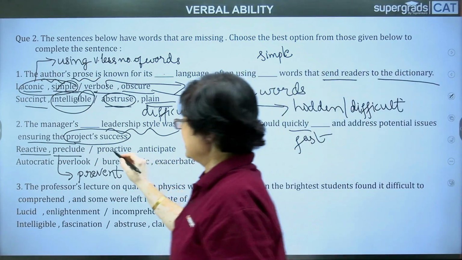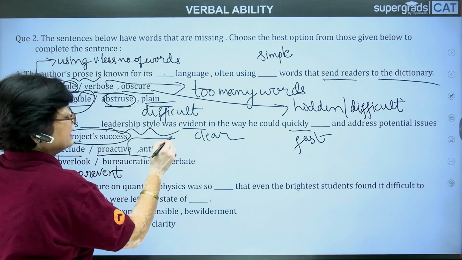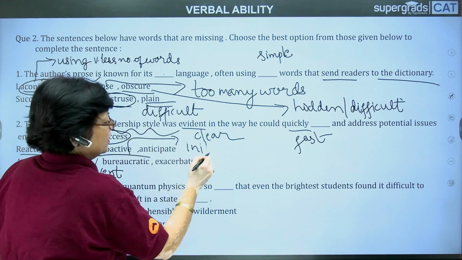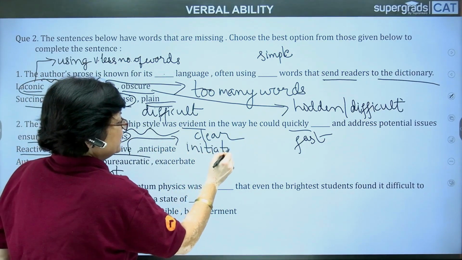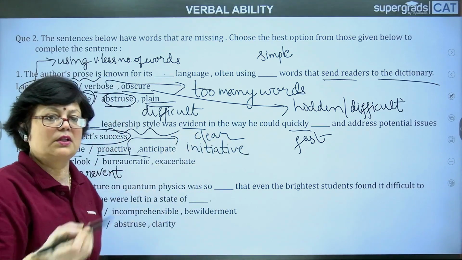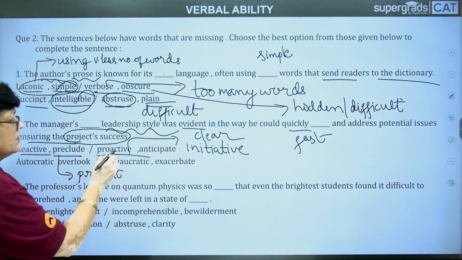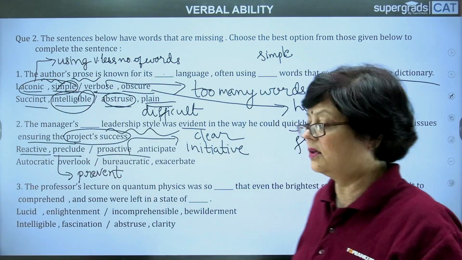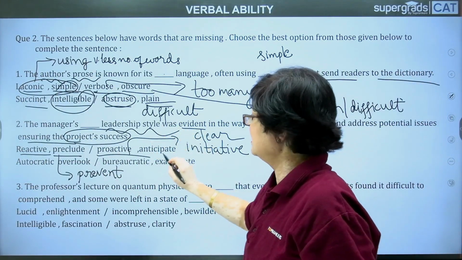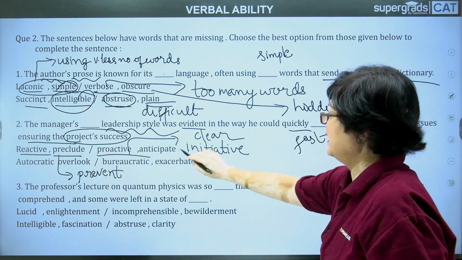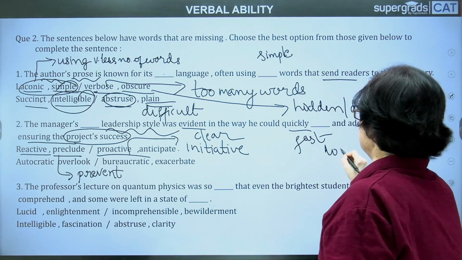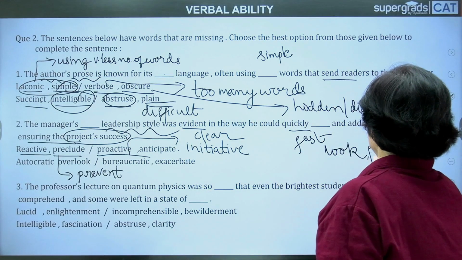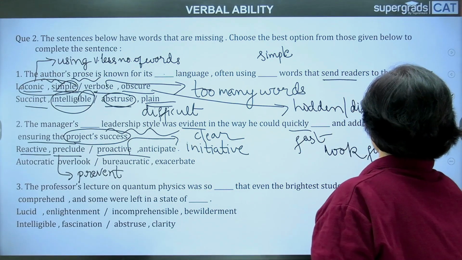Okay. Proactive. Proactive means taking initiative for things. What does the word proactive mean? To be taking initiative for things. So proactive is a word which goes in a positive sense, right? The other word, anticipate. Anticipate means to look forward, to be able to look forward and hope.